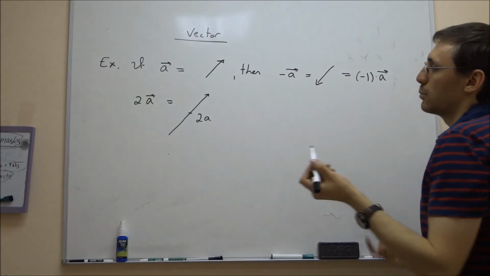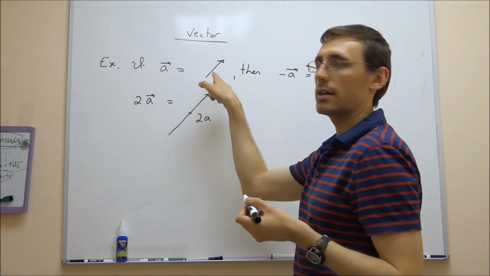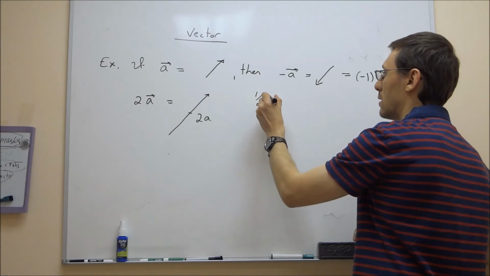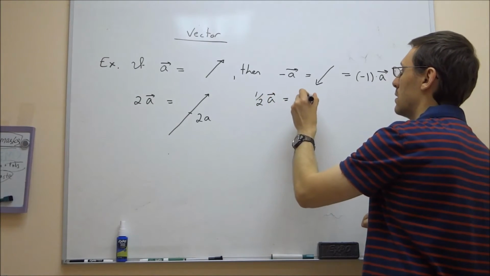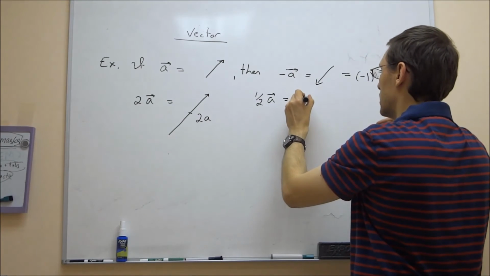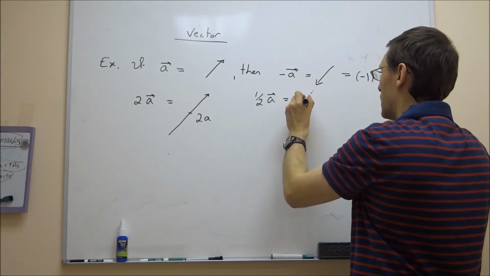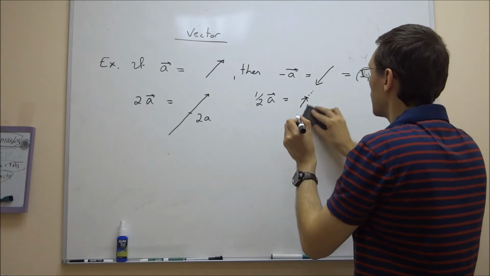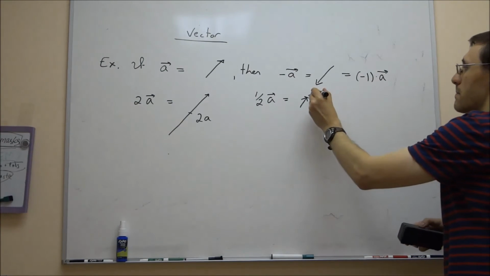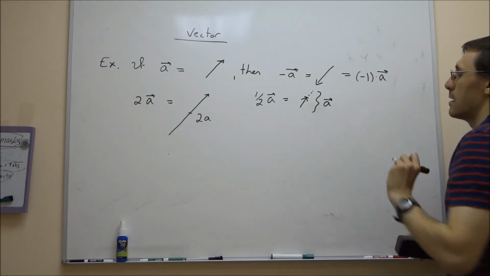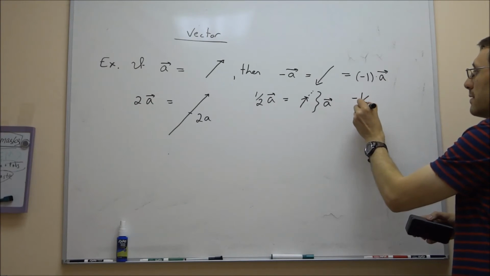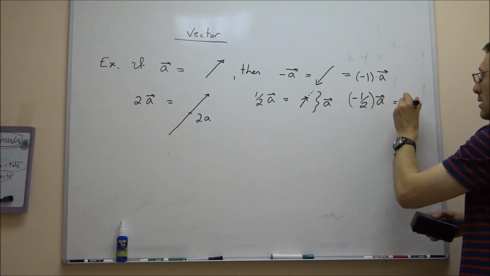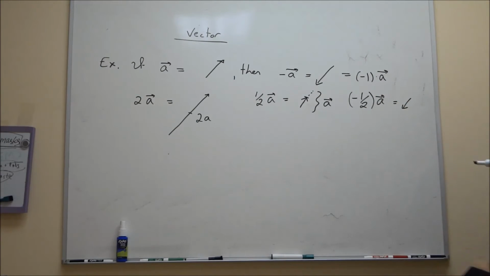If you multiply by the number like 1/2, you just divide the length of that vector by 2. So you just take this vector and you cut it in half. Right? And if you multiply by minus 1/2, it's just that segment, but in the opposite direction.